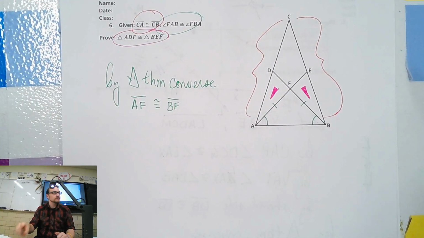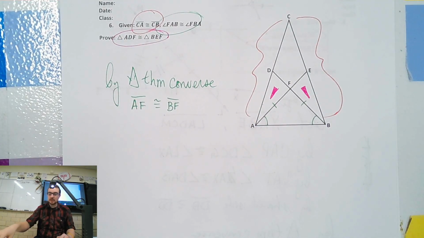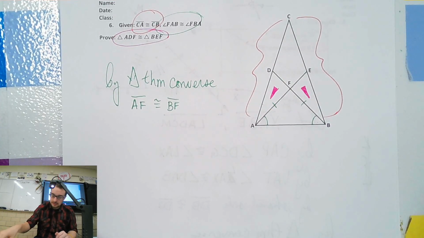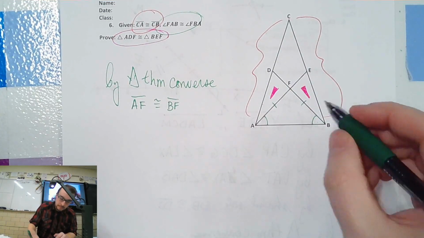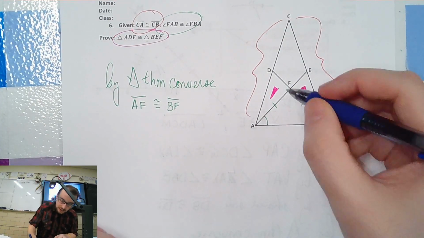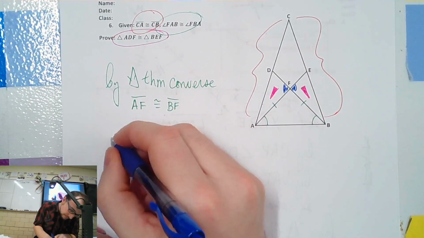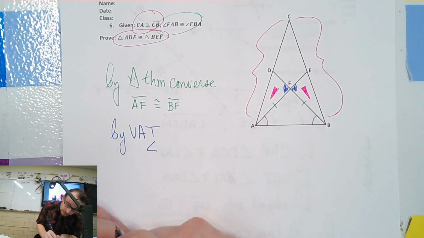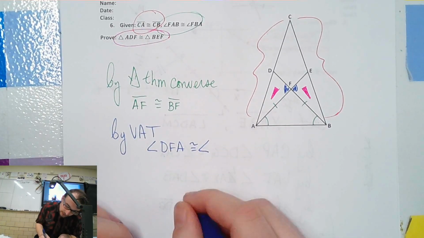What else do we have? Now we have at least one side. We got a bunch of vertical angles. Ooh, vertical angles. I'm just gonna put down the ones that actually are part of our triangles. Actually, this one is not. It's part of a kite, which we'll learn about later. They have properties too. So this angle and this angle are the same by vertical angles. Angle DFA is congruent to angle EFB.